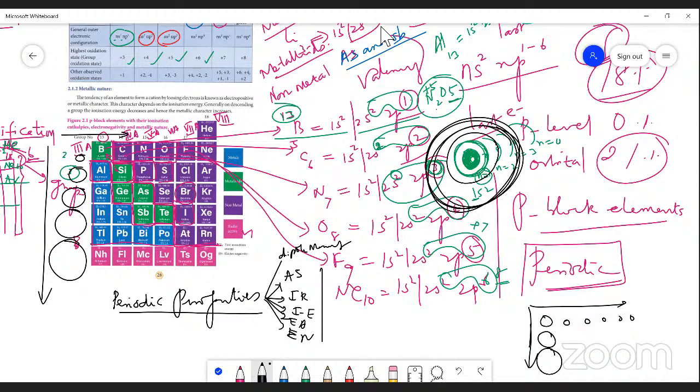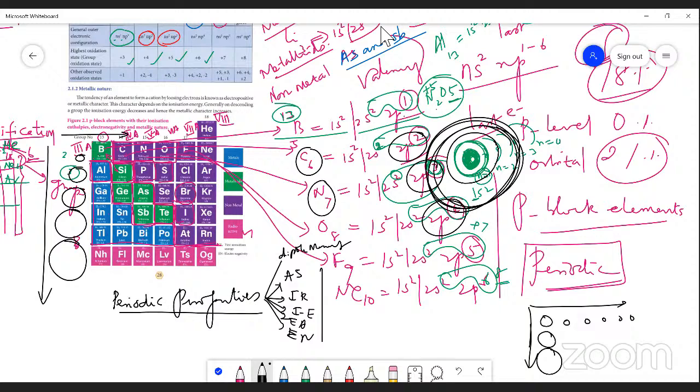While moving left to right, additive electrons are added. For example, in boron the last electron enters the 2p orbital, and the next element is carbon, whose last electron enters the same 2p orbital. Then nitrogen, whose atomic number is 7, the last electron enters the same 2p orbital. For oxygen, the last electron is also assigned to the same p orbital.